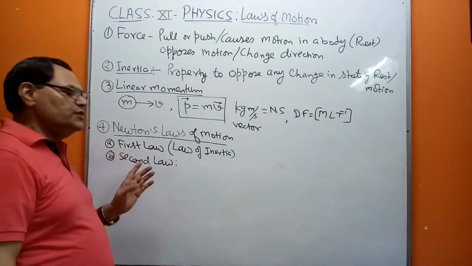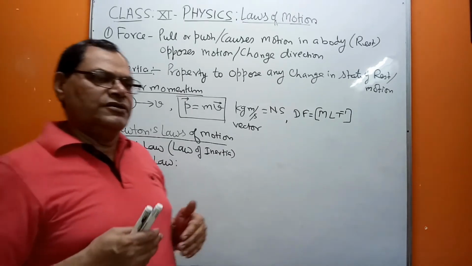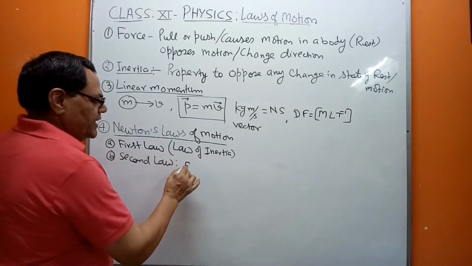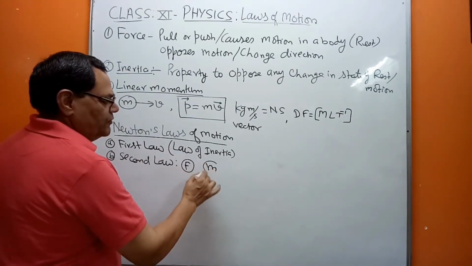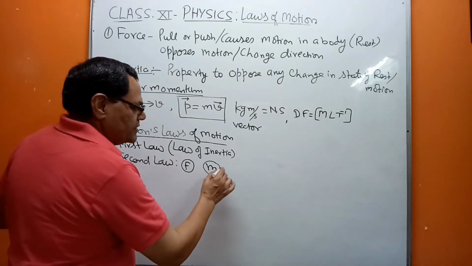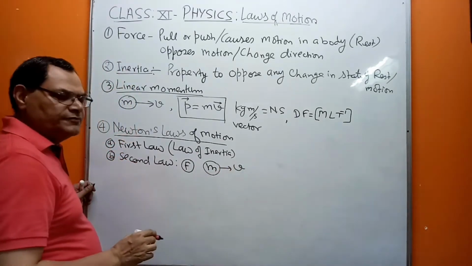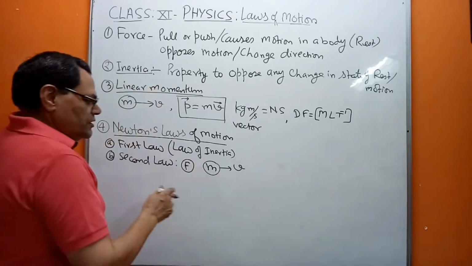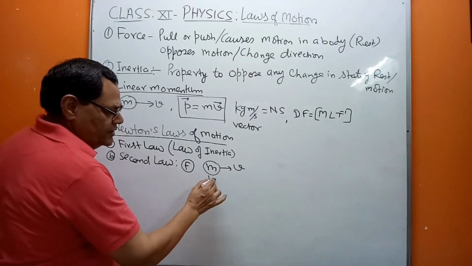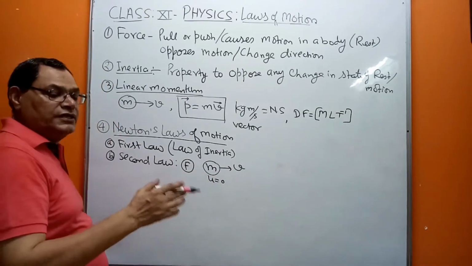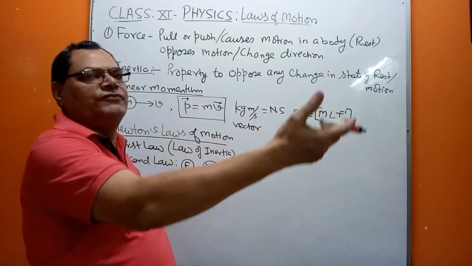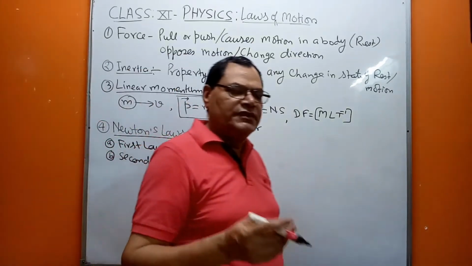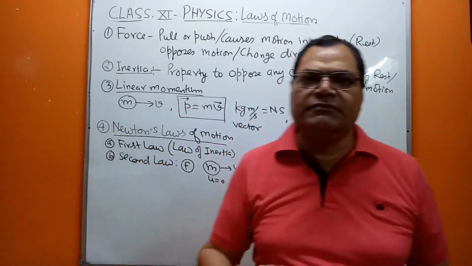Then Newton's second law. Newton's second law is basically when some force F is applied on a body or object of mass m and it starts moving with velocity v. Initially it may be at 0 velocity, so suppose the initial velocity u is 0, or there may be some velocity, and if force is applied then the velocity will increase. So when force is applied, the body gets momentum, and there is a change of momentum over time.